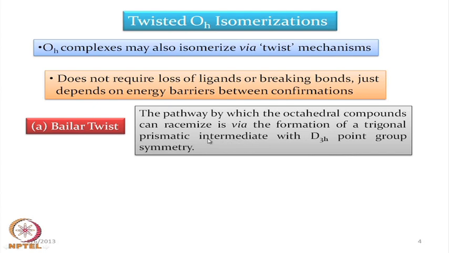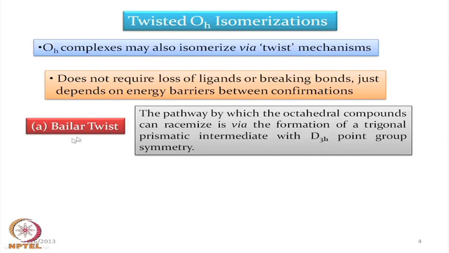Because we know now that a typical octahedral geometry is nothing but a trigonal antiprismatic geometry. So, if that antiprismatic geometry can move to a prismatic intermediate with D3h symmetry, the symmetry of the point group after the distortion is D3h, then we get the result of the corresponding Bailar twist. Then another form of twisting is also possible, which is known as the Ray-Dutt twist.